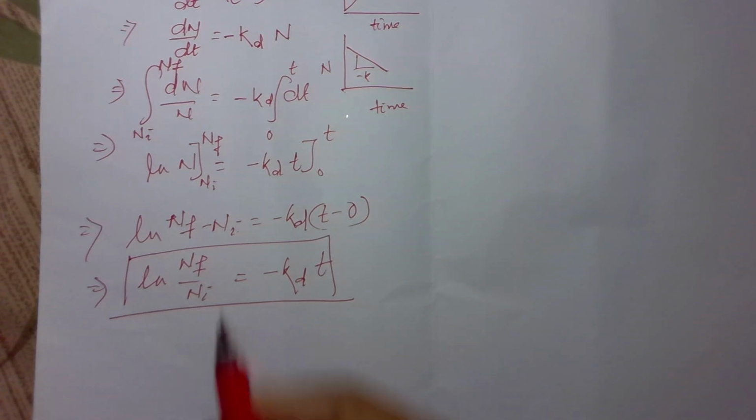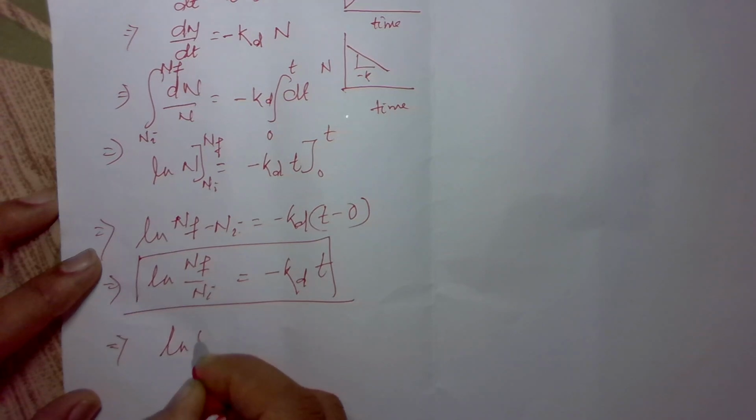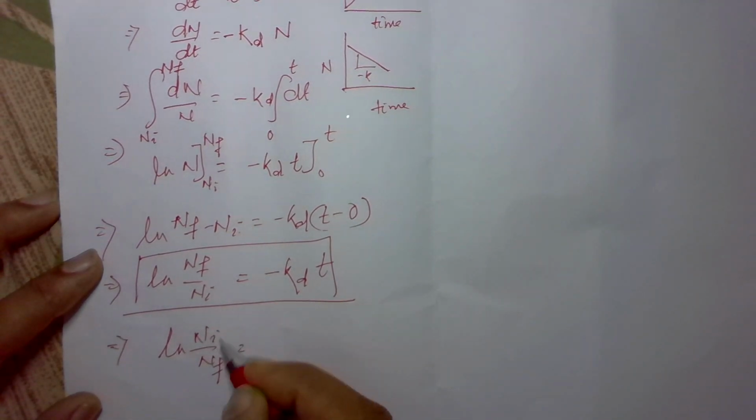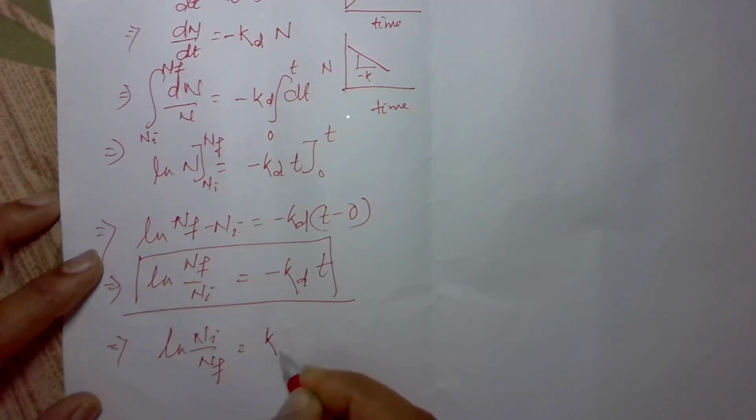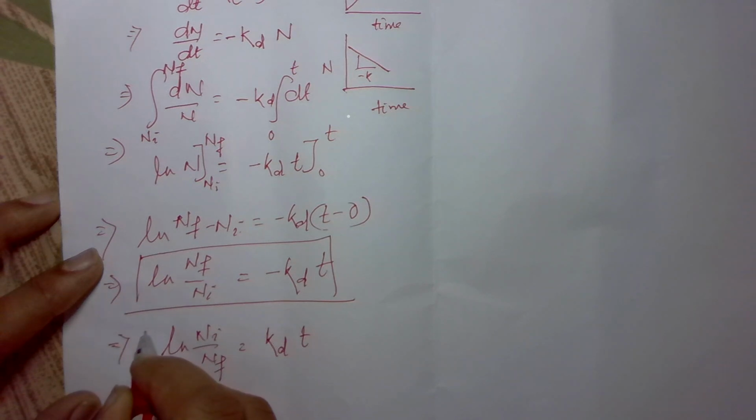Okay. So I'll just rearrange it. How can I write it? Can I write it like this? ln Ni by Nf is equal to, so I have reversed this, right? So what will happen? I can write kd t. This negative sign will go away.